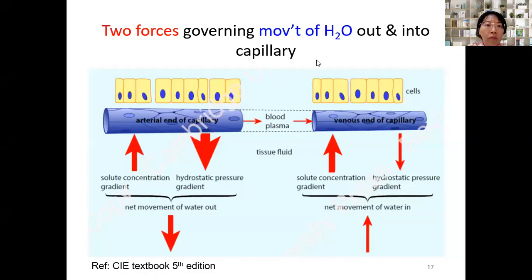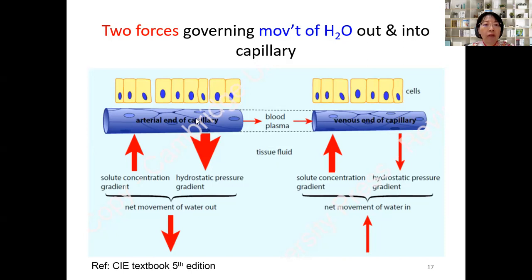So I'm going to use this diagram to illustrate the two forces that govern the movement of water out of and into the capillary. Let's say this is the capillary, and dash lines indicate variable length. This is the start of the capillary, which is continuous with the arteriole, so this is called the arterial end of the capillary. And this end of the capillary will join back to the venule, so this is the venous end of the capillary.